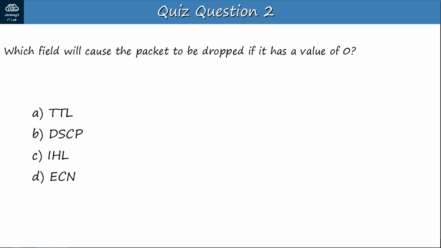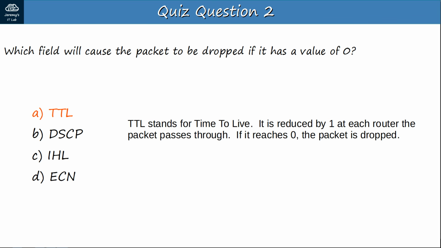The answer is A. TTL. TTL stands for time to live. It is reduced by 1 at each router the packet passes through. If it reaches 0, the packet is dropped. Let's go to question 3.